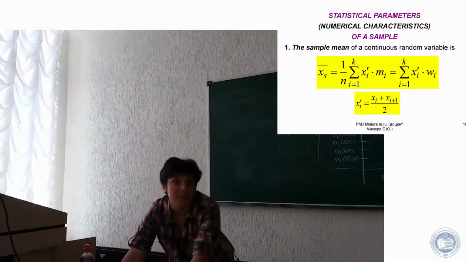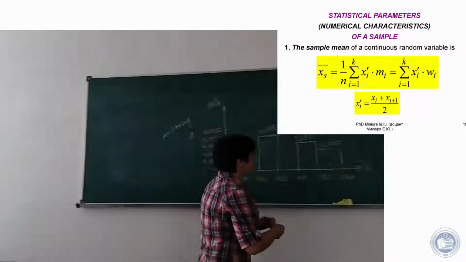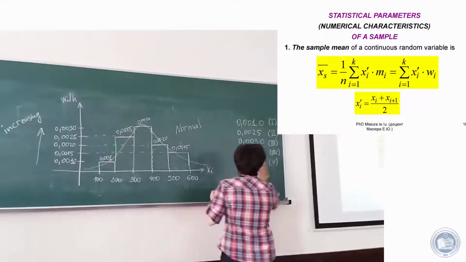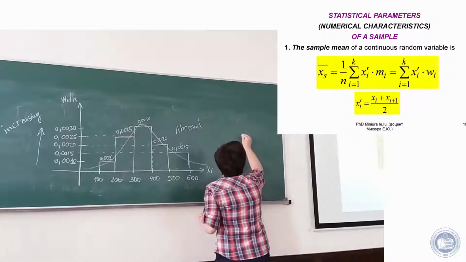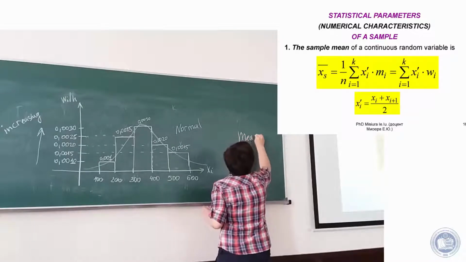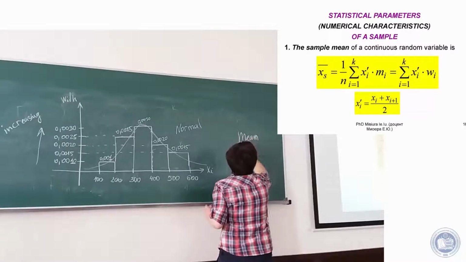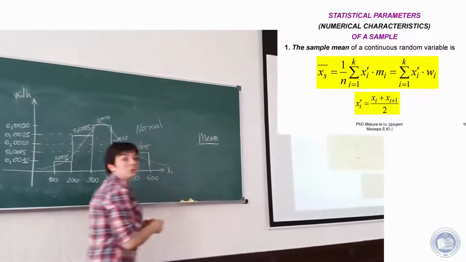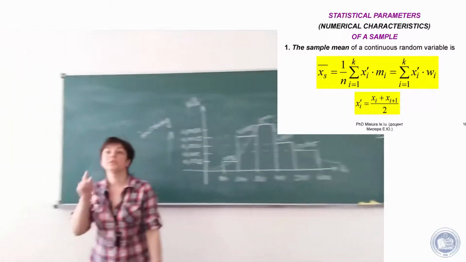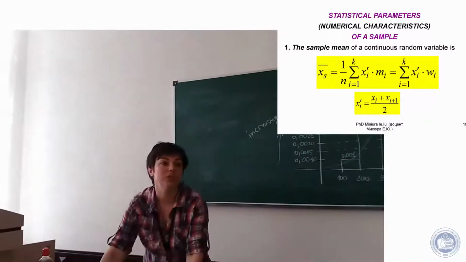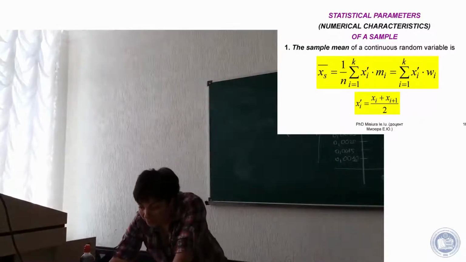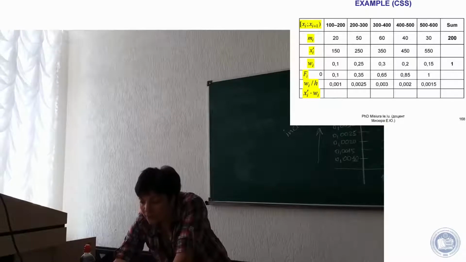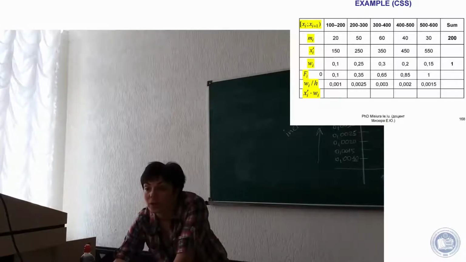Let's find basic numerical characteristics. The first numerical characteristic is called mean value or sample mean. In order to find mean value, you need to use midpoints. Okay, it means you need to take the midpoint of each interval and multiply by wi.